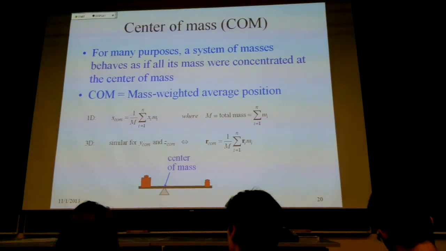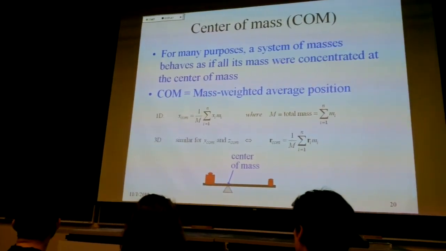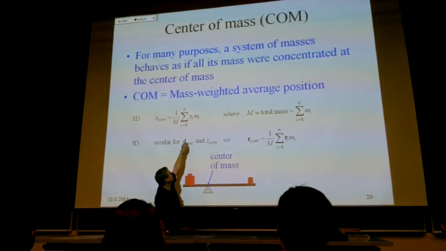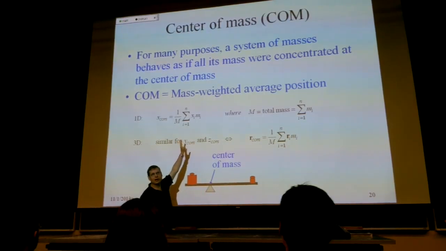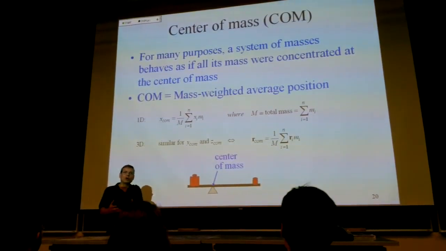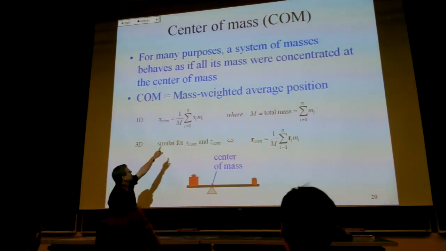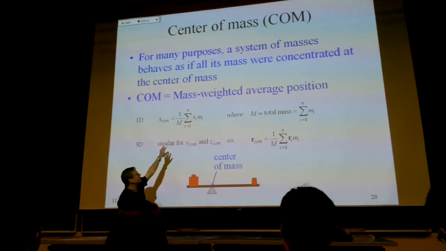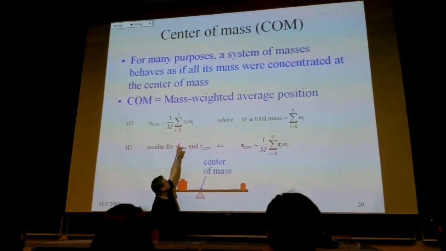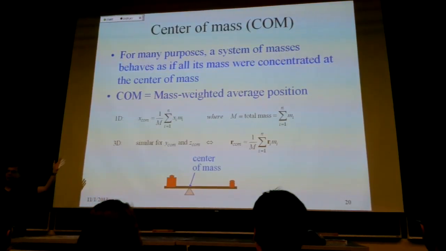It's often abbreviated COM, and a way to think of it is the mass-weighted average position, where position is a vector in general. So in one dimension, the center of mass is the weighted average of the x positions of the particles, and the weights are the masses. So heavy masses count more in determining where the center of mass goes than light masses do. But since it's an average, in the end, you have to take this sum and divide it by the total mass. And that gives me a position, right? Check out the units. x is position, m is mass. Position times mass divided by mass is a position. So the center of mass is a position in space.